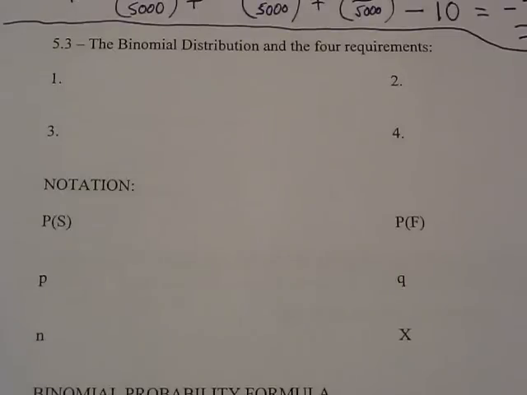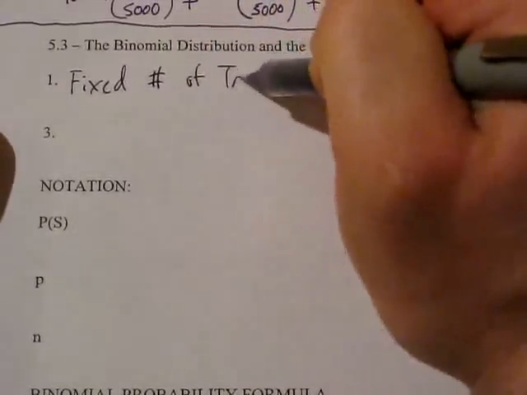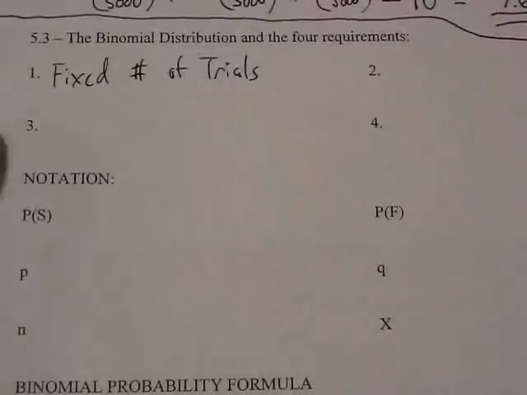We're going to be looking over section 5.3, the binomial distribution, and 4 requirements of the binomial distribution. Now the binomial distribution has a couple different parameters. First of all, binomial distributions have to have a fixed number of trials. So we're going to talk about a fixed number of trials. We're not going to run an infinite number of trials. We're going to talk about only a certain number of trials.